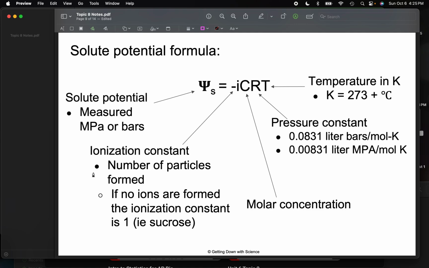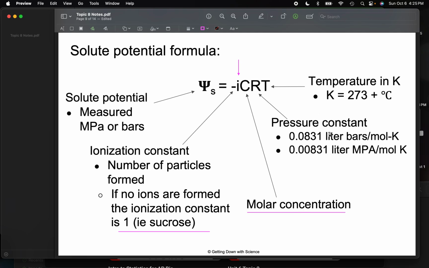Solute potential, the first variable over here is your ionization constant. It's the number of particles formed. If no ions are formed, ionization constant is 1. For the most part, your ionization constants are going to be 1 for most of the solutes that we'll be working with in this class. Then you have your molar concentration. Your molar concentration will most likely be given to you.